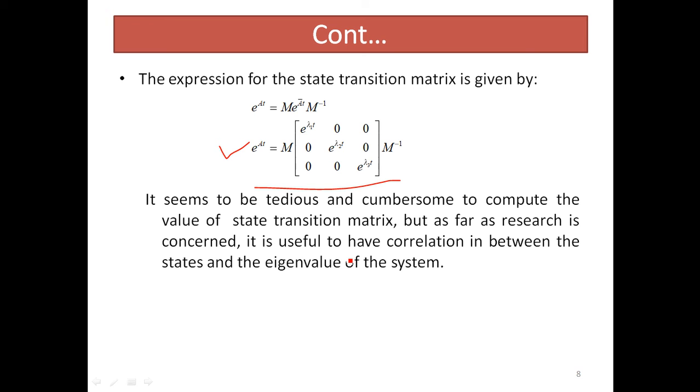However, we would not prefer to calculate the state transition matrix this way, because you would get a much simpler method using the Laplace transform. So why would you go this way, unless you are asked to do so? But if you are dealing with research and you need a correlation between the states of the system and its eigenvalues, then this method is appropriate and useful.